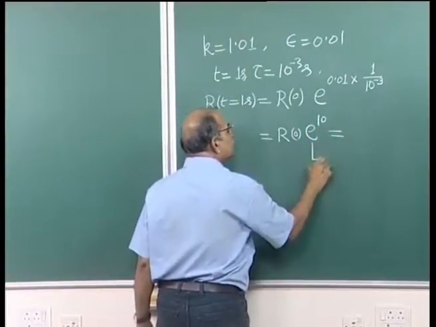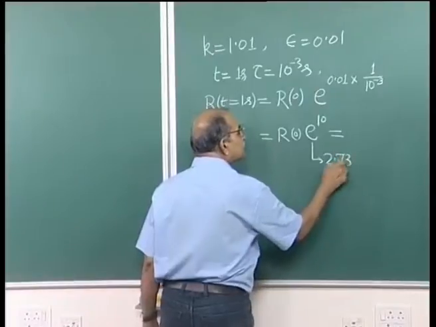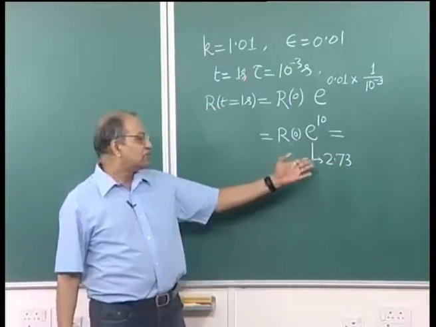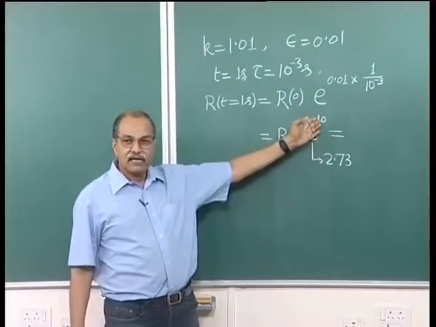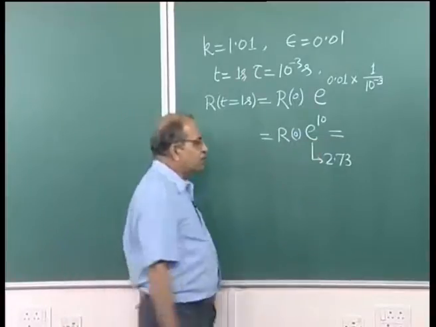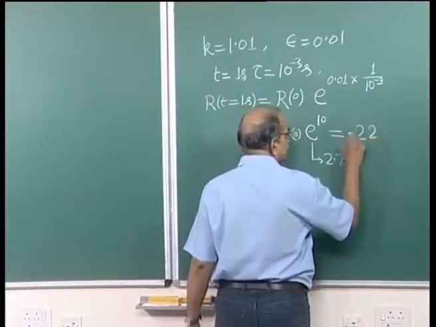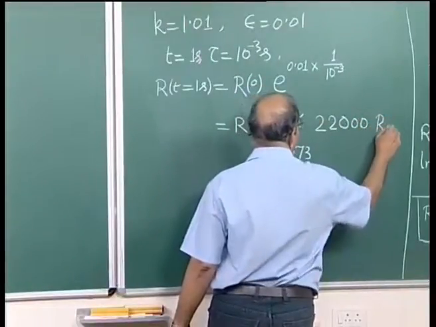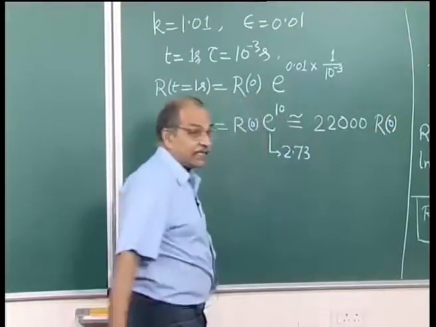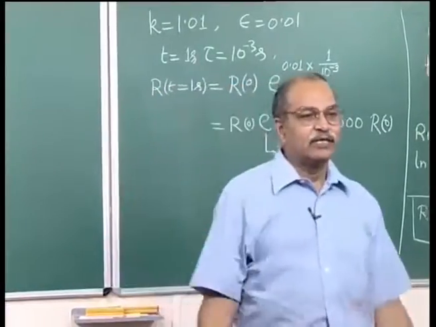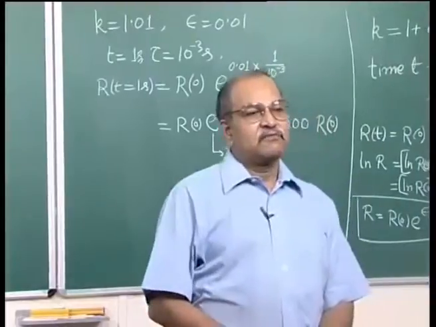Now, e, you remember, is around 2.73 or so. So, you can work out on your calculator how much e to the power 10 is, and that will turn out to be approximately 22,000. So, your rate is increased by approximately this factor, 22,000, in 1 second. So, every second the rate is increasing by a factor of more than 20,000.